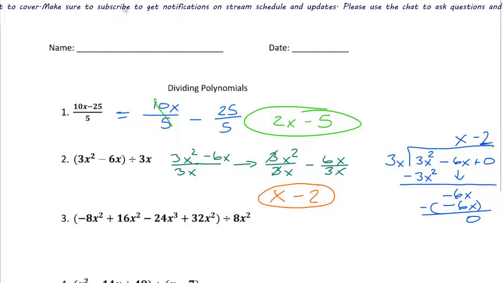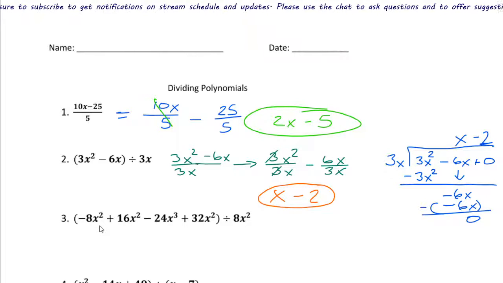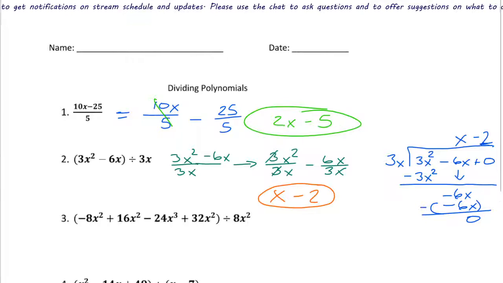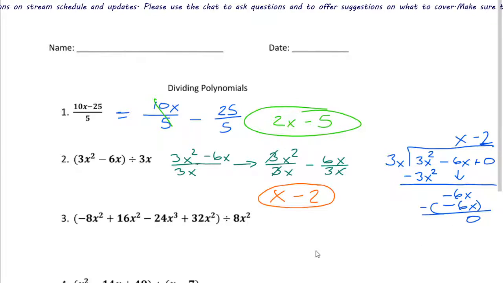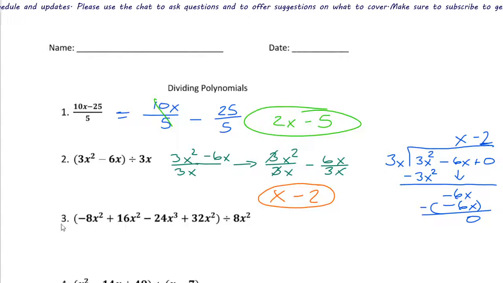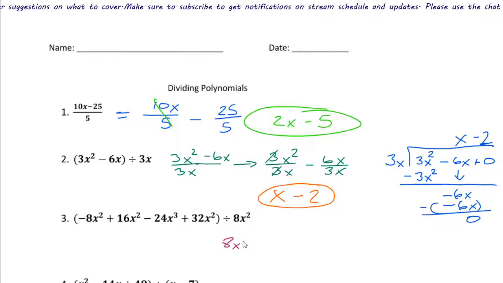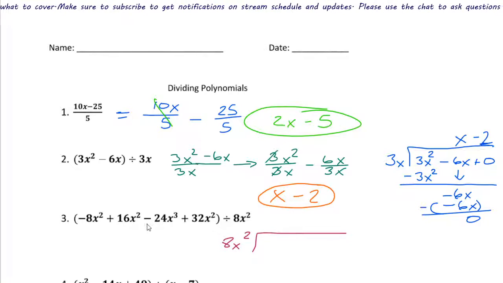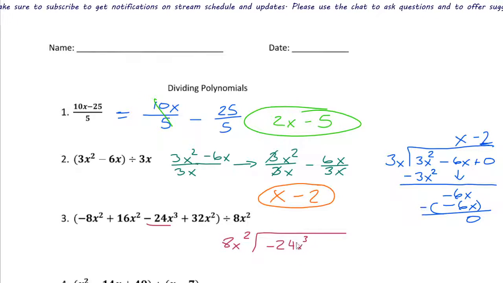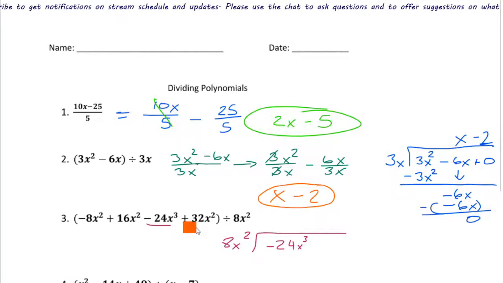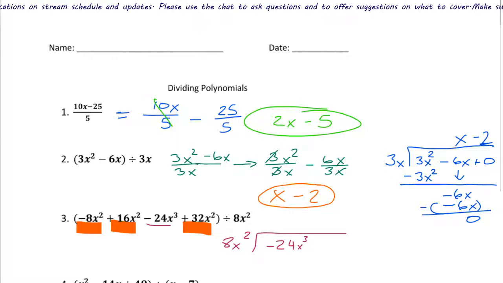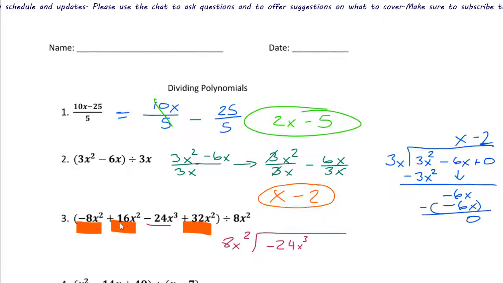On the next one, the polynomial is not simplified, so we need to write this in standard form. So our highest degree is 3, and there's only one of them, it's negative 24x cubed, and I'm going to go ahead and set this up as a long division method. So we're going to have 8x squared, and we're going to divide negative 24x cubed. Then we need to combine 32x squared, 16x squared, and negative 8x squared. When we combine all those together, negative 8 plus 16 is positive 8. Positive 8 plus 32 is going to be positive 40x squared.